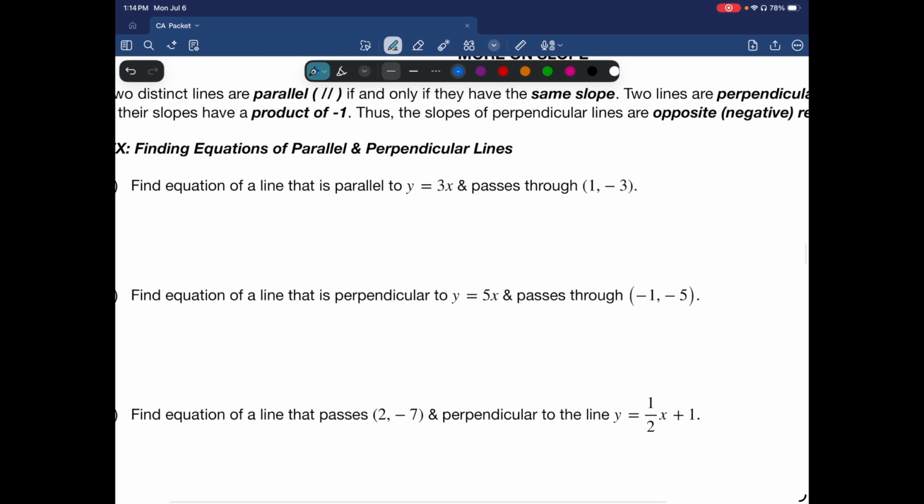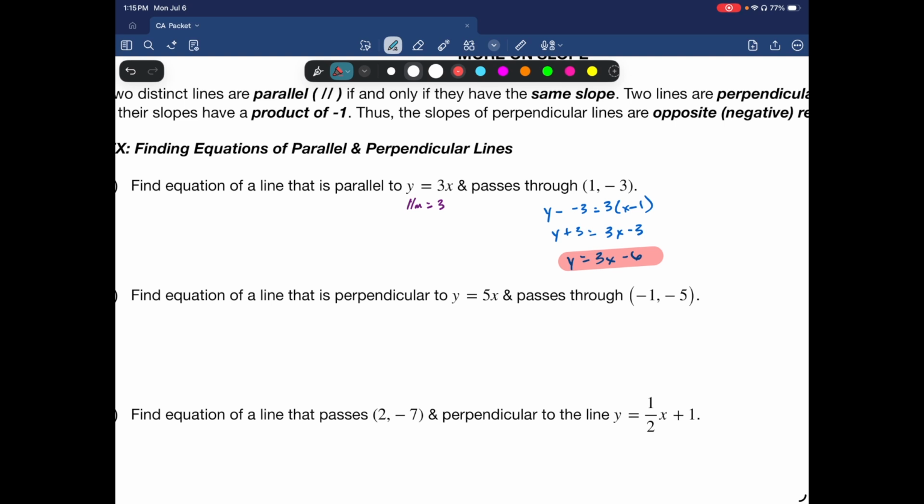On number 1, it says find the equation of a line parallel to y equals 3x that passes through this point. So my parallel slope is 3, the same slope as before. Then I'm going to use the point-slope form: y minus -3 equals 3 times (x minus 1). That's y plus 3 equals 3x minus 3. If you subtract the 3, you get -6. So y equals 3x minus 6 is parallel to y equals 3x. They just have different starting points, which is all I care about.